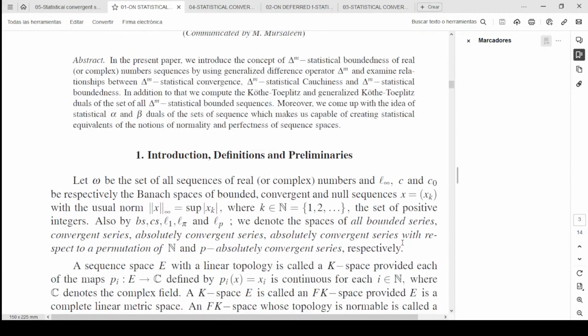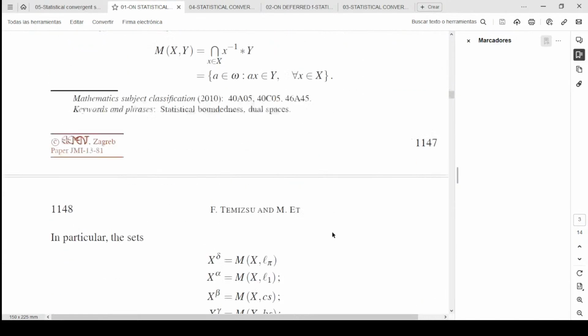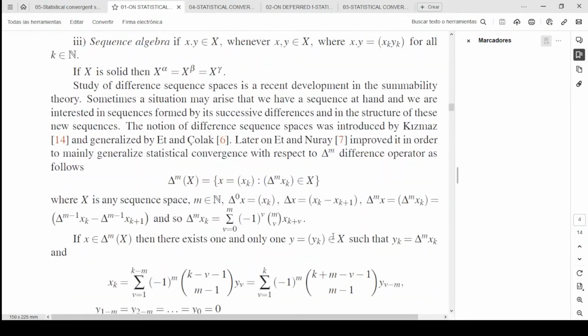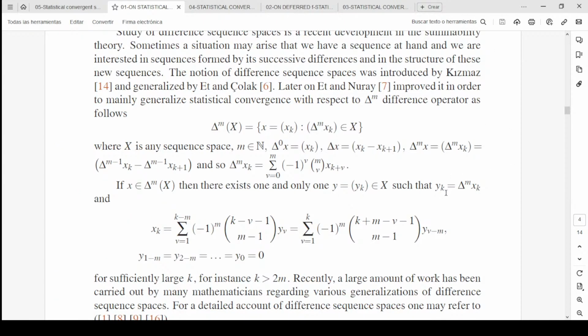So when I was doing my PhD research, I focused on finding some alpha, beta, and gamma duals of some spaces that I was studying with. The main target was to generalize the concept of statistical boundedness to generalized difference sequences.